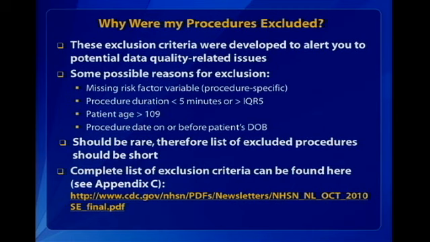So you may ask, why were my procedures excluded? Some possible reasons for exclusion. You may be missing an important risk factor variable for some of the procedure categories. Your procedure duration may be less than 5 minutes or greater than our predetermined cutoff point, which we call the IQR5. And each procedure code has its own IQR5, which can be found at the bottom, this link here. Appendix C of the newsletter will show you each procedure category and its maximum duration that that procedure can have to be included in the SIR.